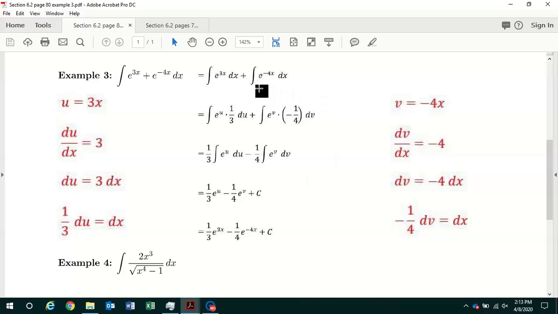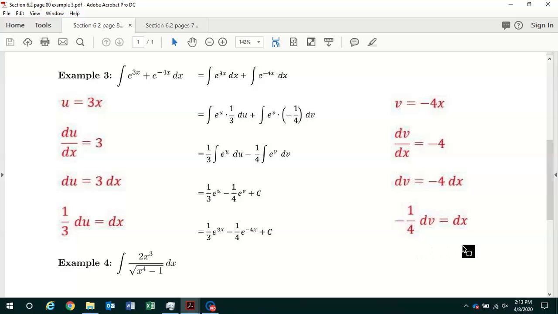Now let's jump back up here to the second integral. Now you have to use a different letter of the alphabet so you don't mix things up. So I'm using v instead of u in the substitution method. And so I set v equal to the exponent minus 4x. Then the derivative of v with respect to x is equal to minus 4. Multiply both sides by dx, I get dv is equal to minus 4 dx. Now I have the dx up here. I don't have the minus 4, so I divide both sides by minus 4, and I have minus 1/4 dv is equal to dx.